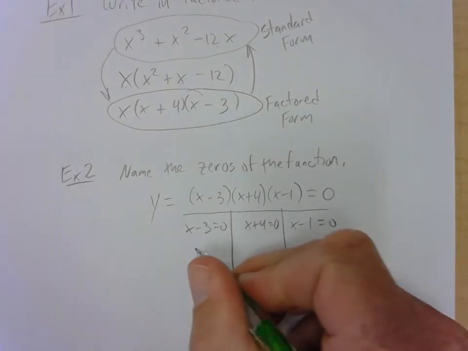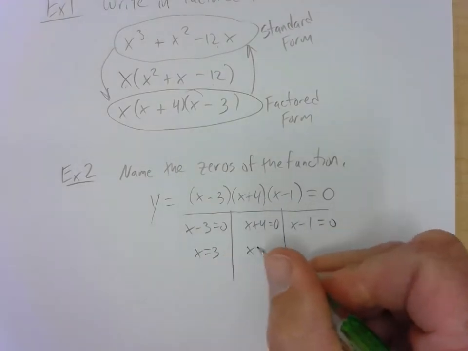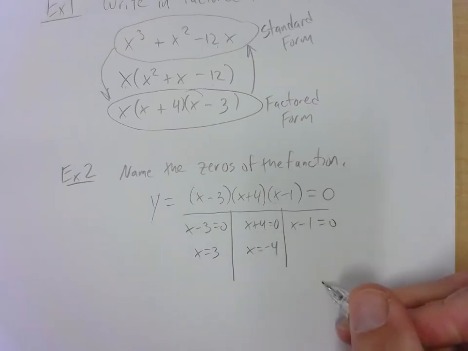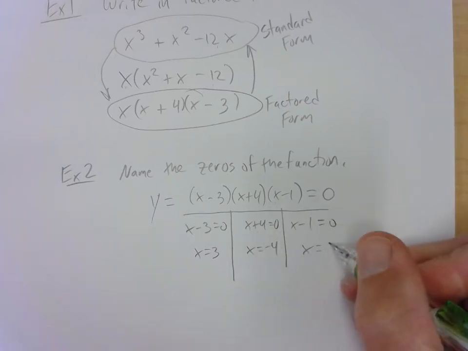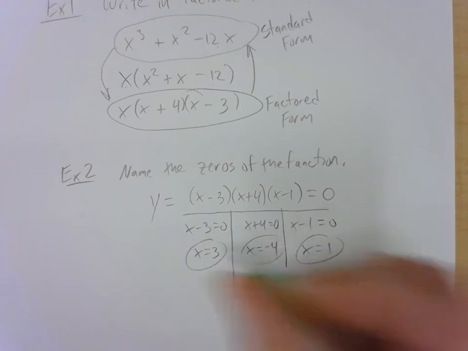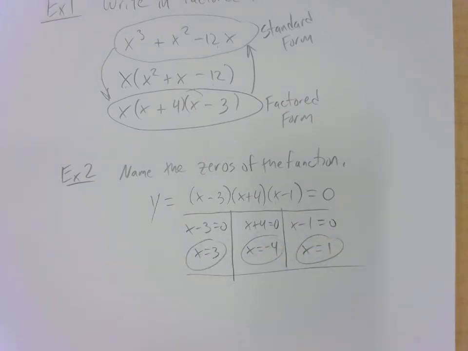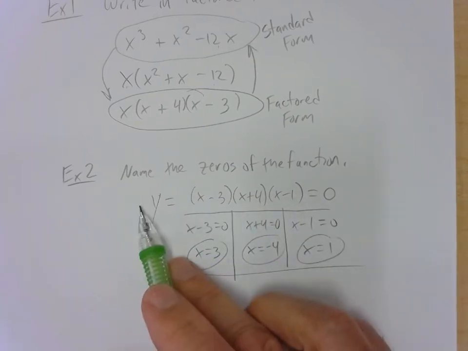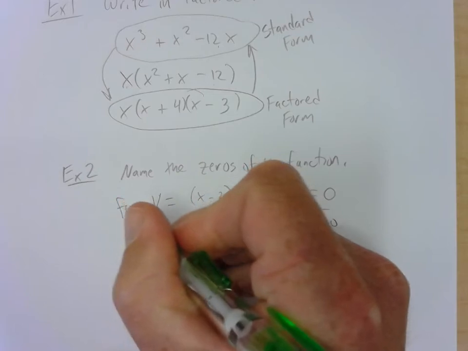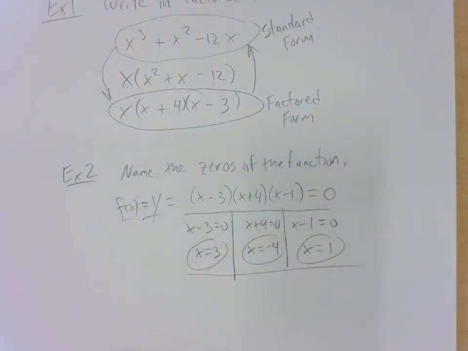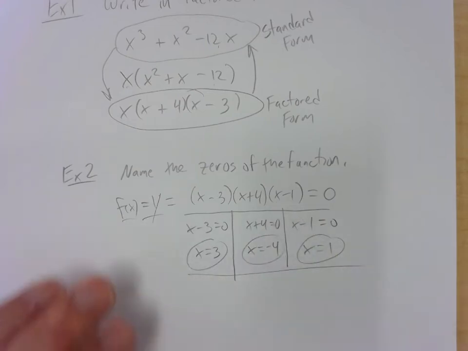So we move the 3 over, x equals 3. Move the 4 over, x equals negative 4. Move the 1 over, x equals 1. So I have 3 solutions. These are all the zeros of the function. These numbers make the function y equals equal to 0. And you can call it y equals or f of x. No matter how you slice it or dice it, it's a function because you put a number in and you get back another number.